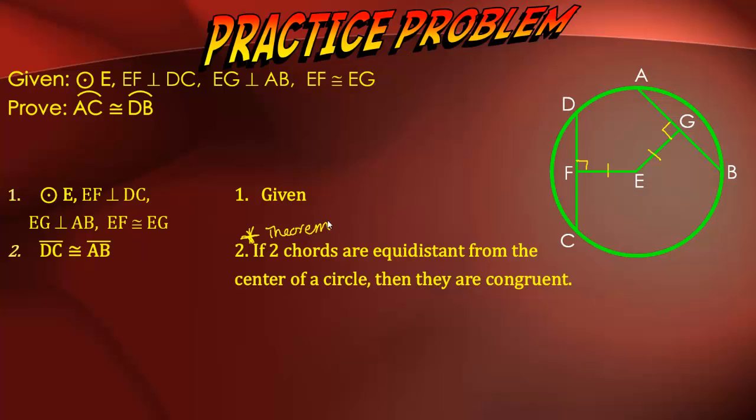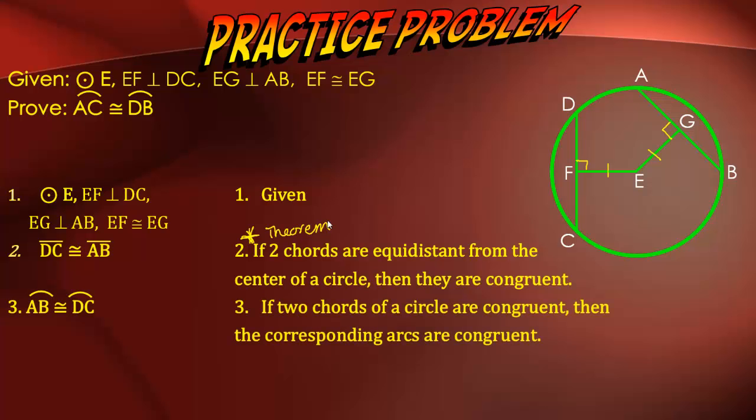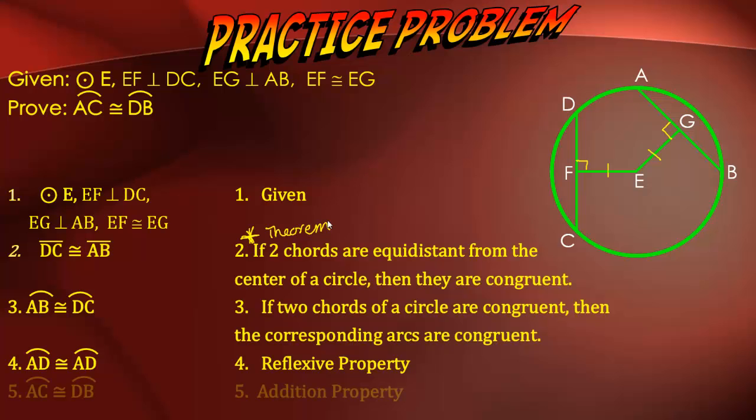So again, we can say that DC is congruent to AB. Why? Because if two chords are equidistant from the center of a circle, then they are congruent. Which means that arc AB is congruent to arc DC, because if two chords of a circle are congruent, then their corresponding arcs are congruent. And then we can say that AD is congruent to AD by the reflexive property. Yes, you can use that on parts of a circle as well. And then we can say that arc AC is congruent to arc DB by the addition property. Simple enough. Okay.